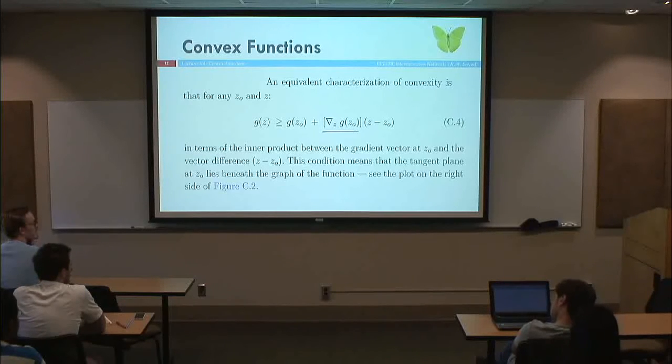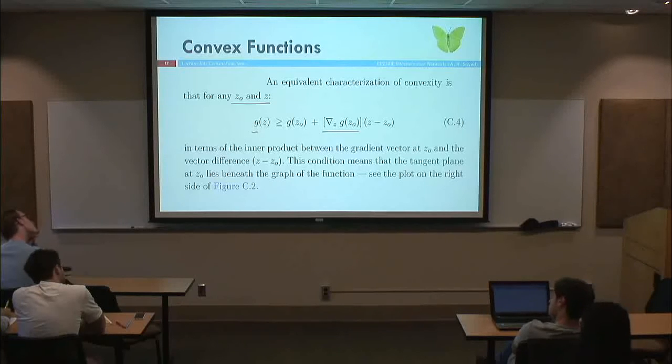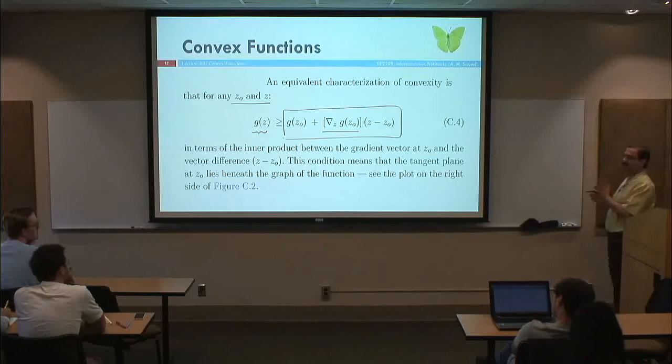So what this equivalent characterization is saying is that for any 2 points, z and z0, the value of the convex function is lower bounded by the expression you have on the right. Now let's look at the expression you have on the right.